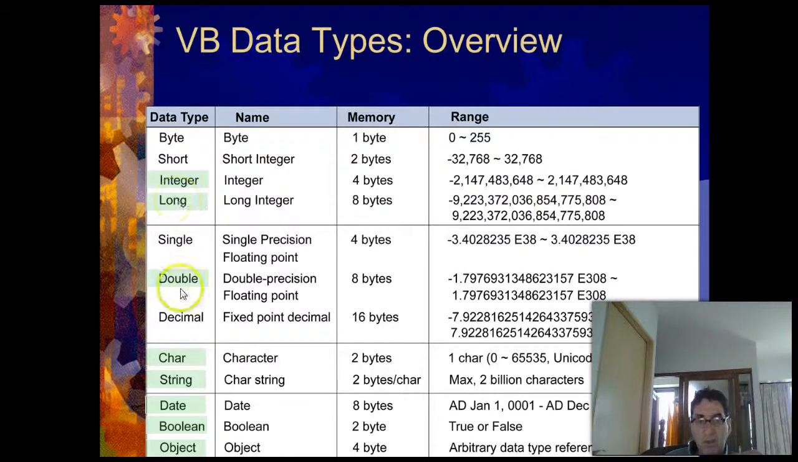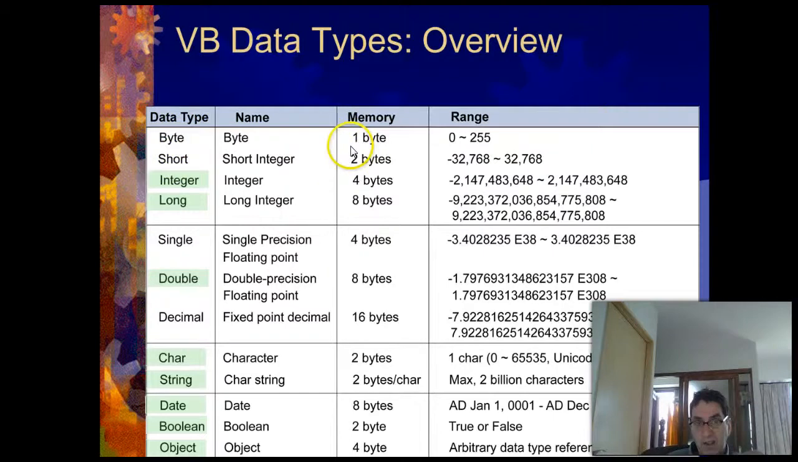Now, what's a long? Did we use long? No, we use double. Double reserves 8 bytes. So that's 2 to the 32nd times 2, so 2 to the 64th different values. A double reserves twice as much memory as an integer does. Now we also have a byte and a short.